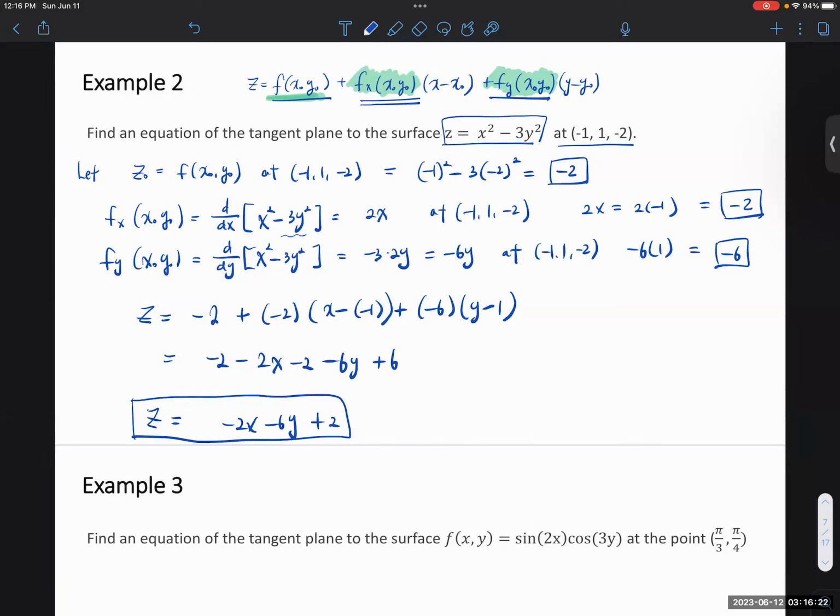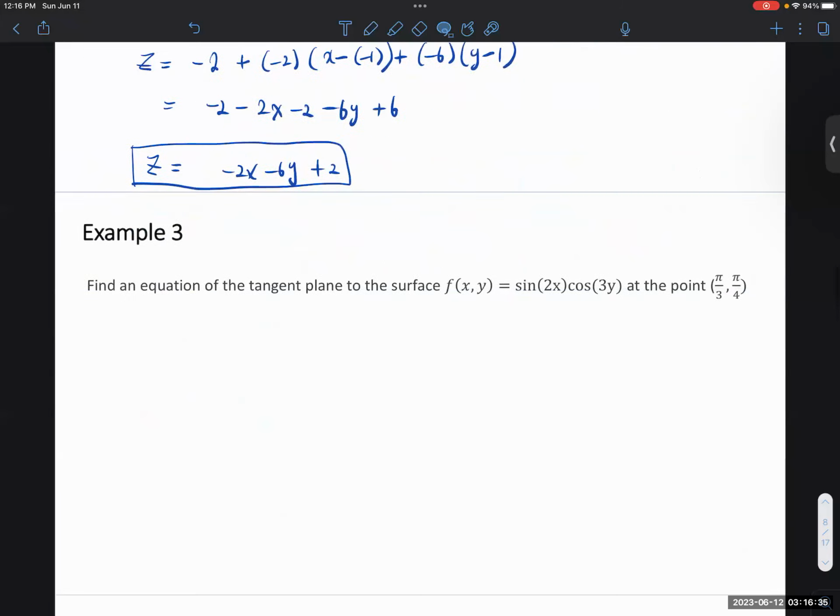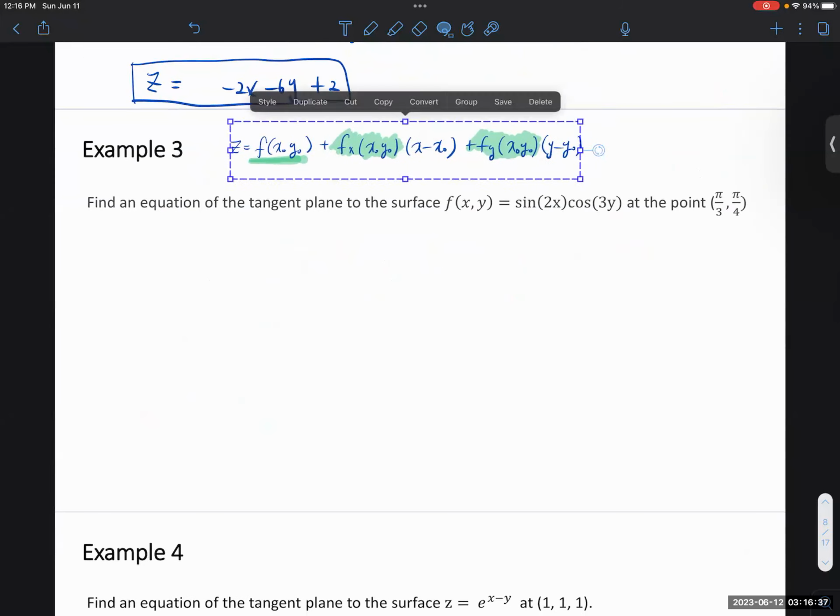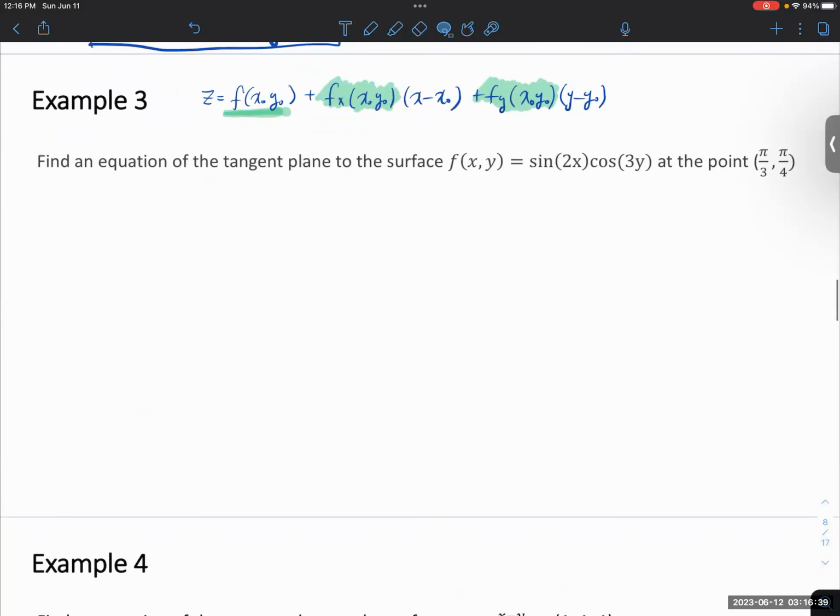So you feel like, oh, I can manage this type of question. I know you can do it. Now I'm going to give you a slightly more complicated equation. Let's take a look at the example one more time. Here, the same tangent plane equation, but we have sine and cosine, and they want to find the tangent plane at pi over 3, pi over 4.